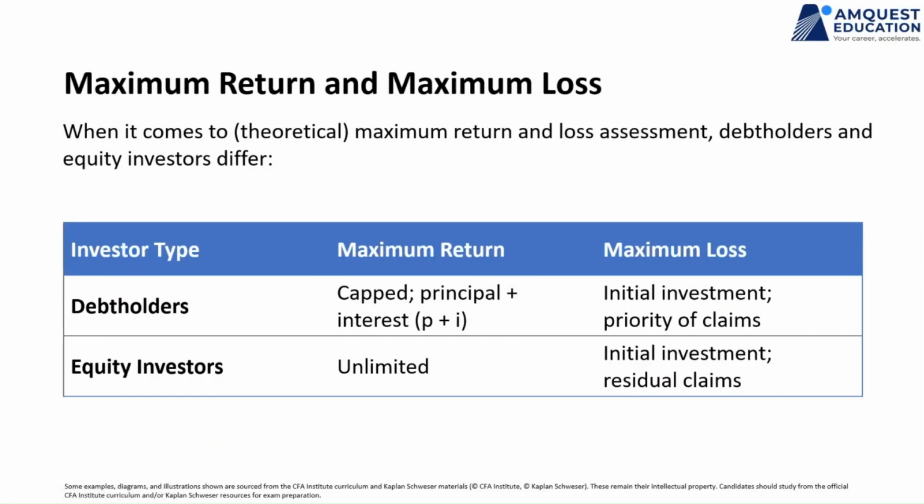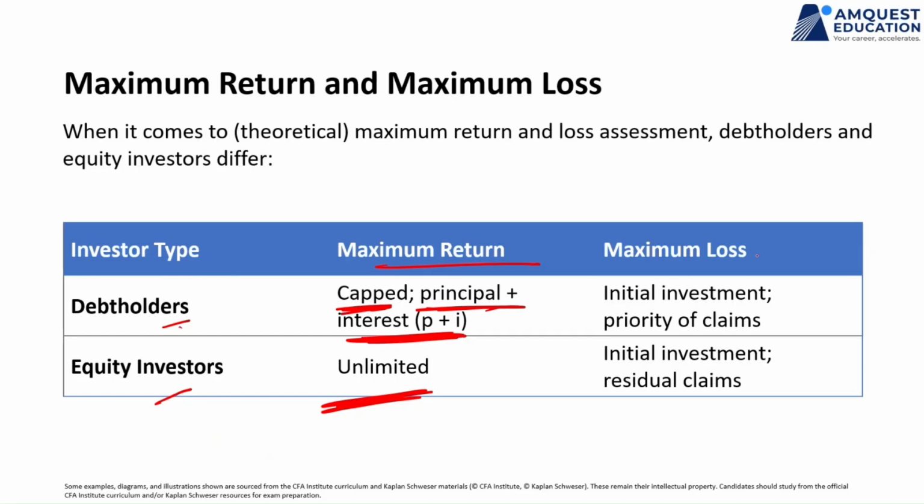The maximum return and loss summary. So when it comes to maximum return and loss assessment, debt holders and equity investors differ. For debt holders, as we said, the maximum return is capped. They get their principal plus interest. While for equity investors, the maximum return is unlimited. The company can go to a $10 trillion market cap. The company can go to a $100 trillion market cap, right? The more the company value and share price increase, the more is the upside.